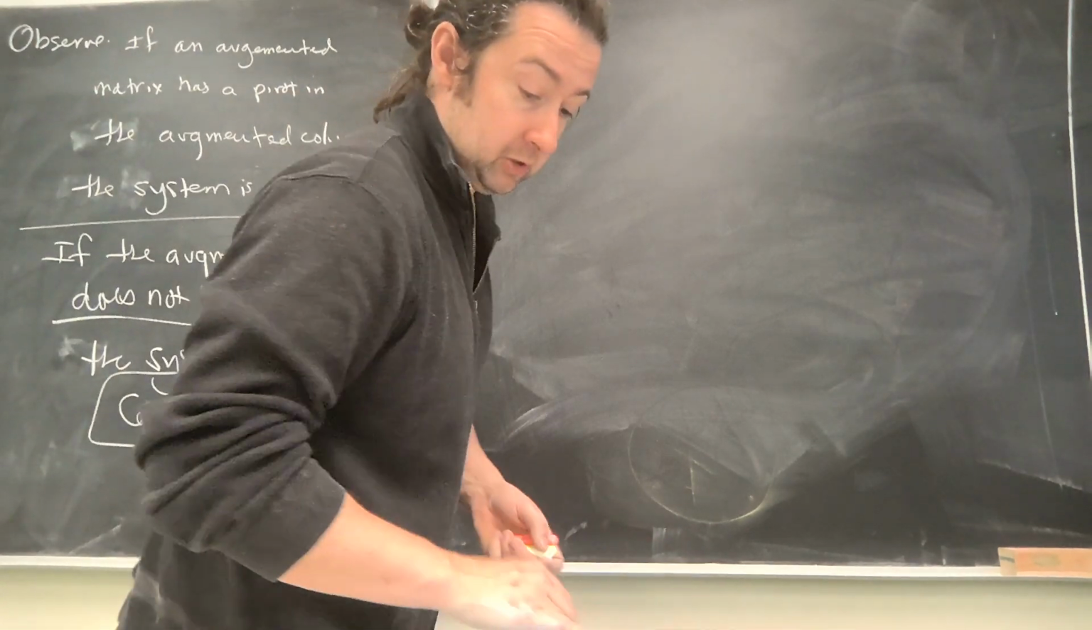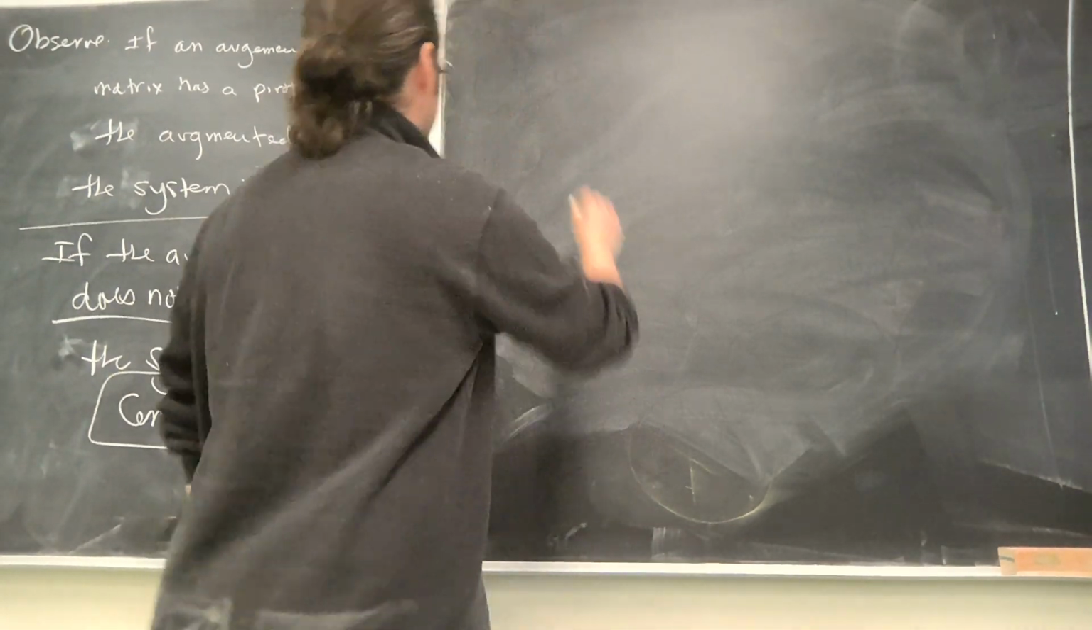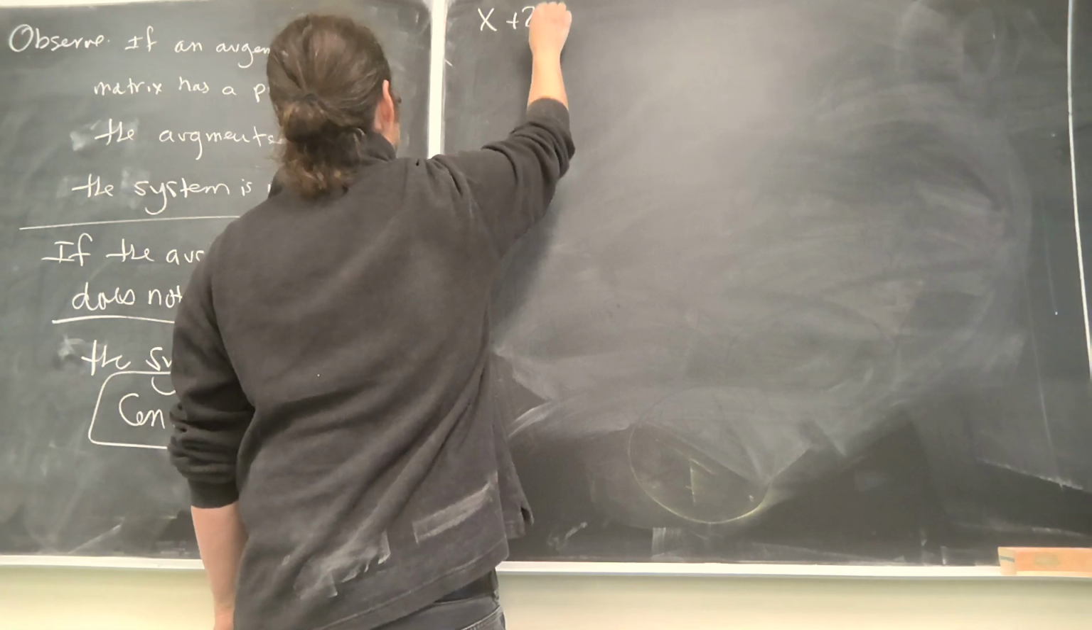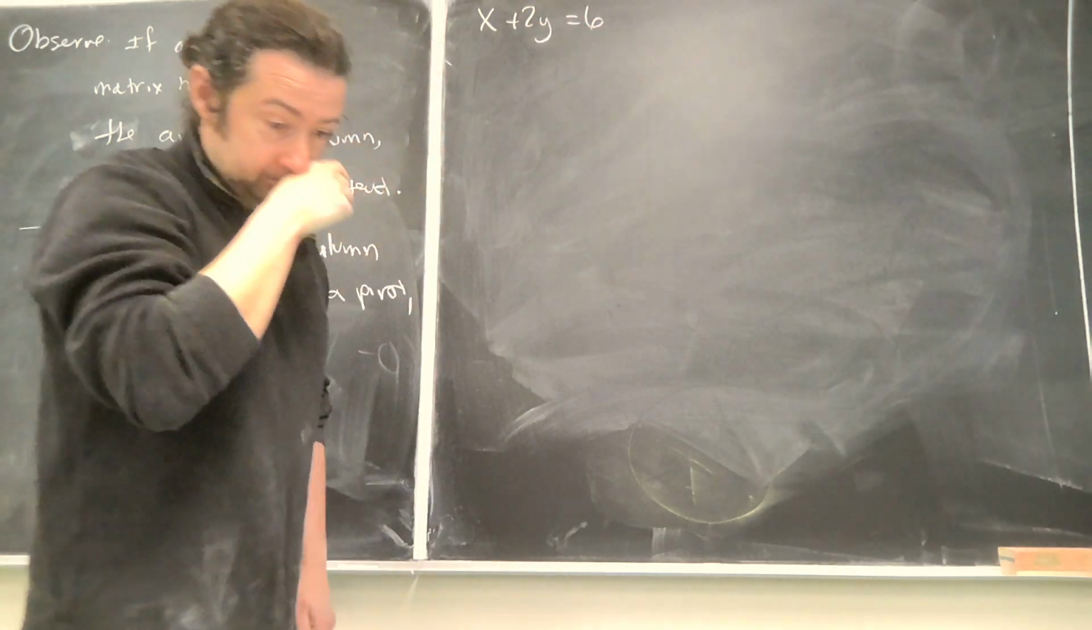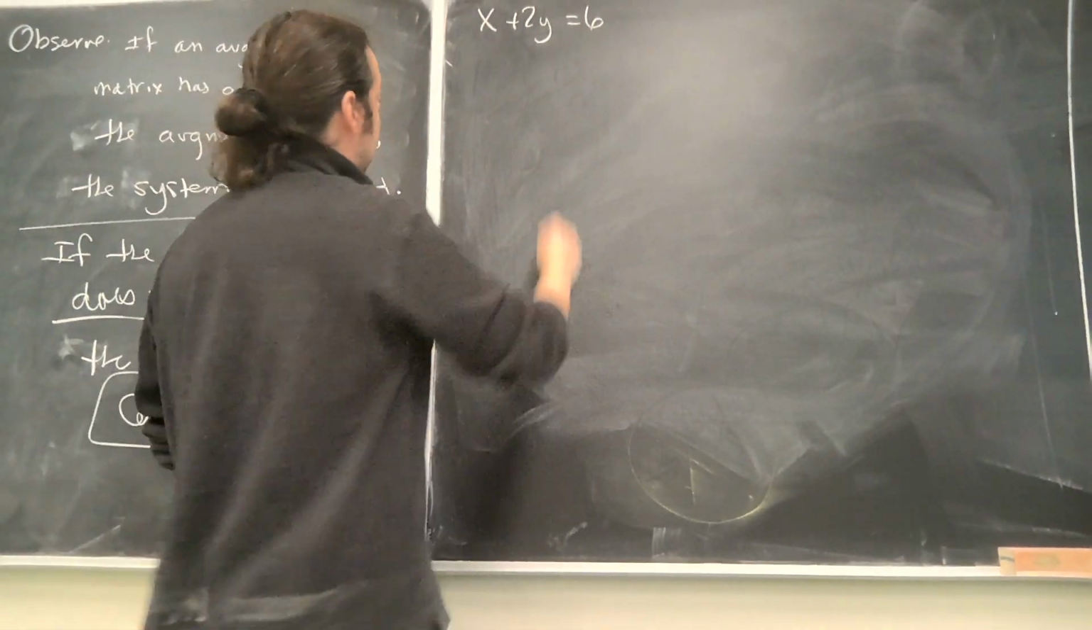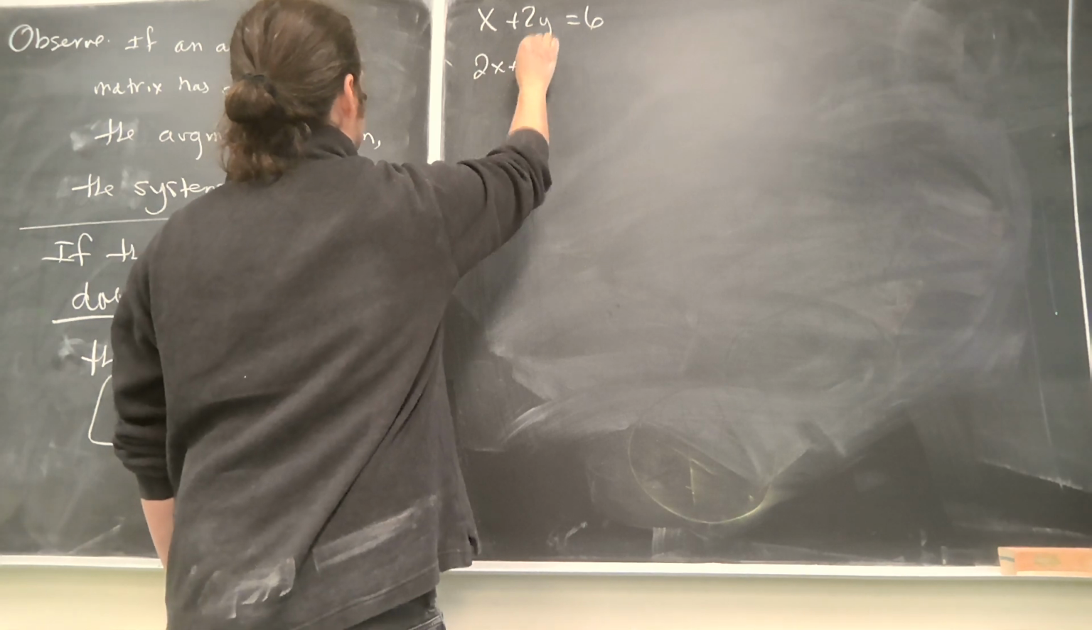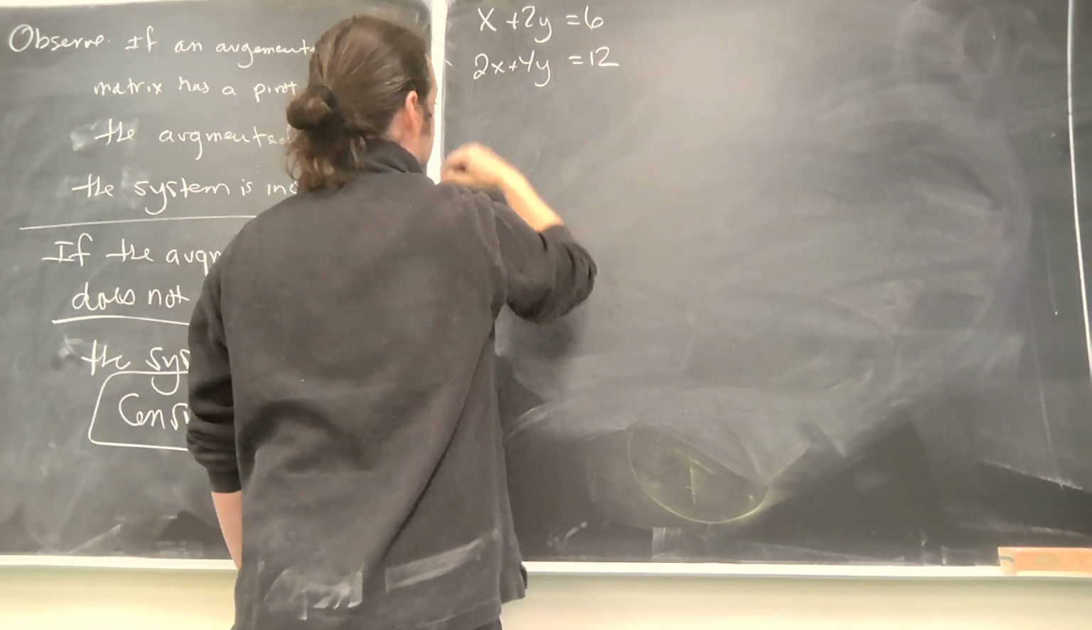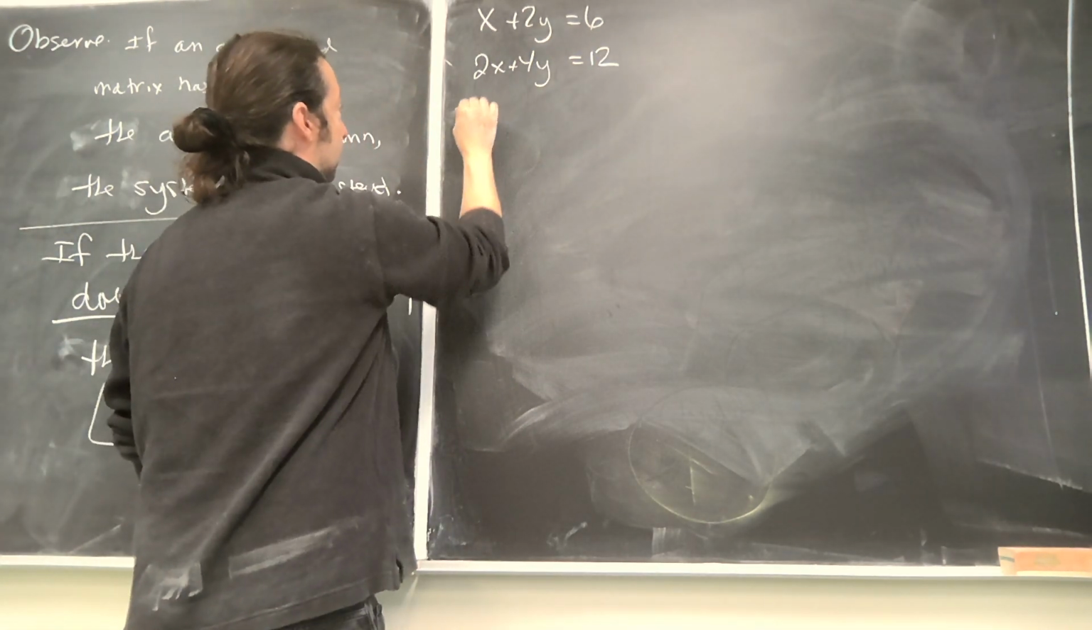All right, so let me show you a different system here. So let's look at this one. x plus 2y is equal to 6. And 2x plus 4y is equal to 12. And I say, find all solutions.